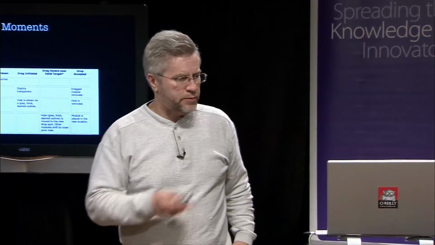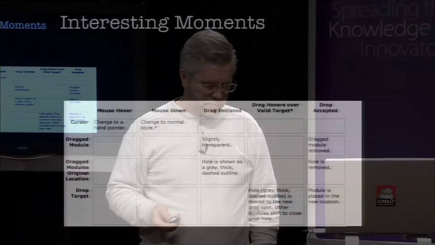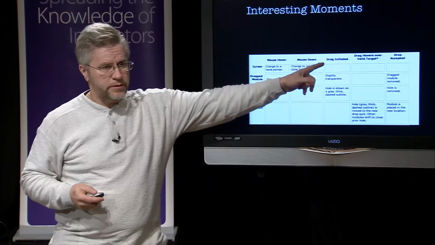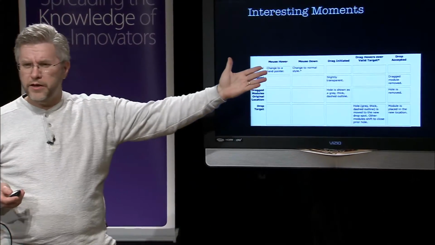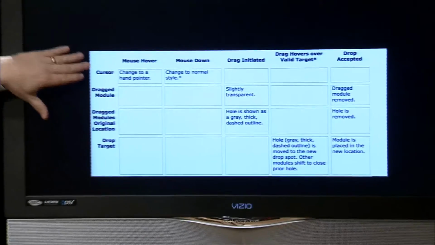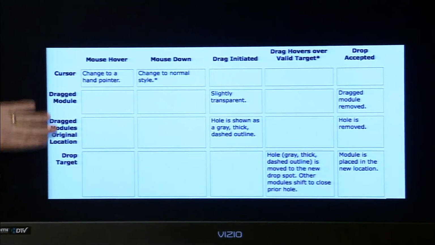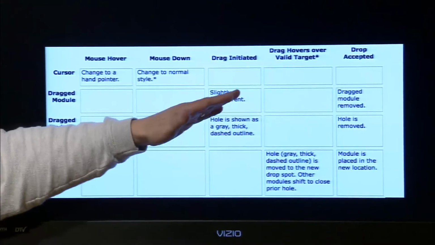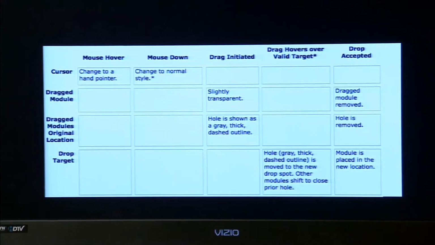So if you look at this interesting moments interaction with iGoogle and just put it in this grid, you can see that I put the events along here, the ones that they use in this drag and drop. Mouse hover, mouse down, drag initiated, cursor, drag module, these are the actors. And you can see that there are points in time when they're not doing anything, which is maybe good, maybe not, depending on how you want to do it.